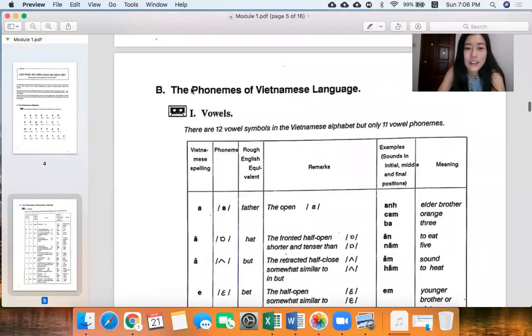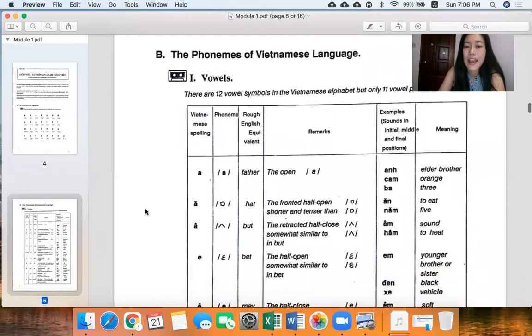B. The phonemes of the Vietnamese language. 1. Vowels. There are 12 vowel symbols in the Vietnamese alphabet, but only 11 vowel phonemes. Now I will read the Vietnamese spelling and examples, and you will look at the phonemes, rough English equivalent, remarks and meaning by yourself.